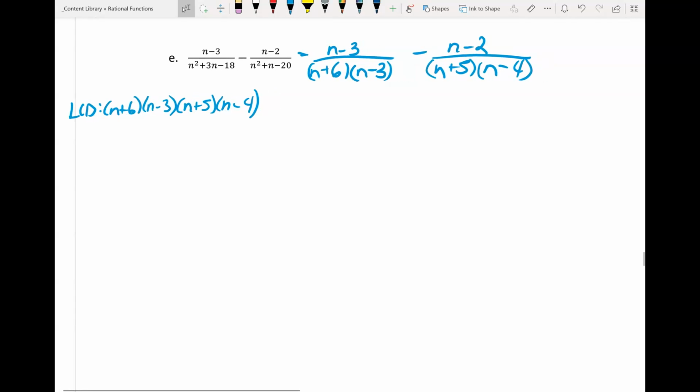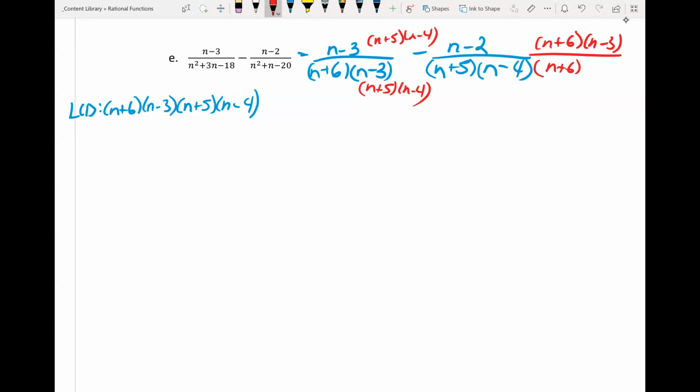Okay. So that means for our first rational, I'm going to multiply by n plus 5 and n minus 4, top and bottom. And then for our second rational, it's going to be n plus 6 and n minus 3, top and bottom. So I'm going to do things one at a time because it is a lot for us to simplify and expand and all that.